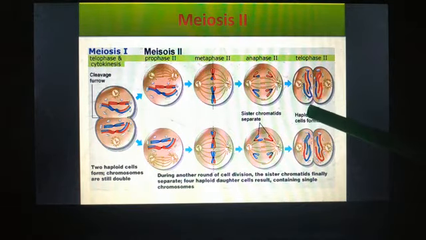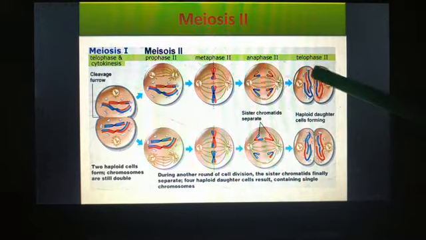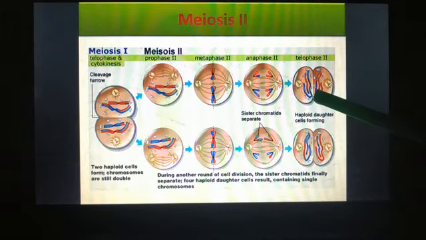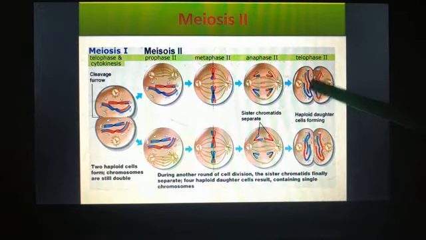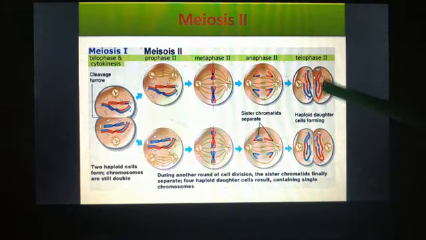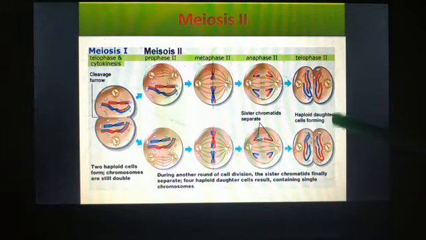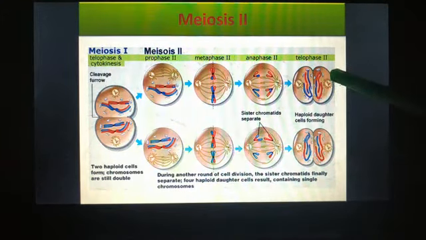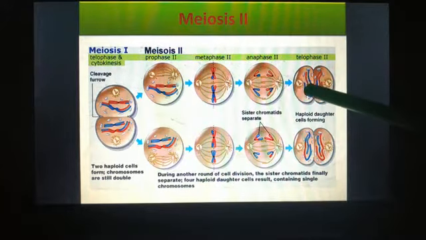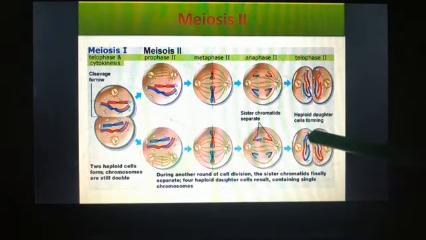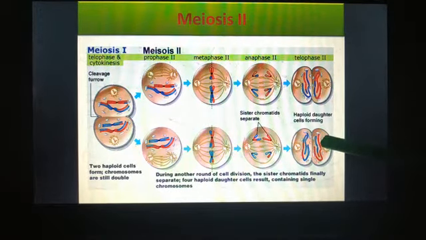After telophase 2, it is followed by cytokinesis, where the cell will divide into two parts. From this we will get two haploid daughter cells, and from the other we will get two haploid daughter cells. As a result, in total we will get 4 haploid daughter cells.